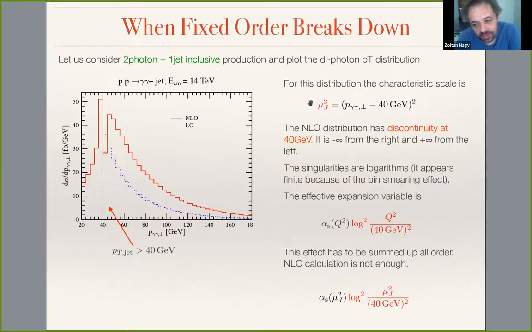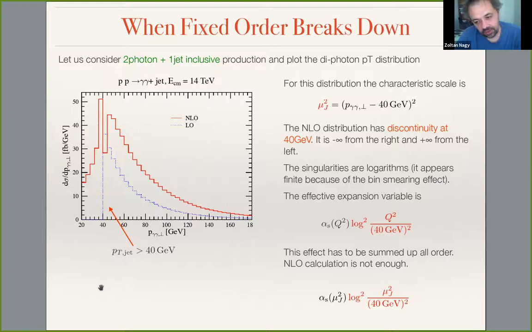And why? In this case, the characteristic scale of the measurement is this one. It's basically the PT of the diphoton system minus 40 GeV, squared. And what happens here at 40 GeV is that the NLO distribution becomes discontinuous and actually becomes singular. It looks finite because of the beam smearing effect, but from this side it goes to infinity, and from this side it goes to minus infinity. So in this case, the perturbative calculation breaks down.